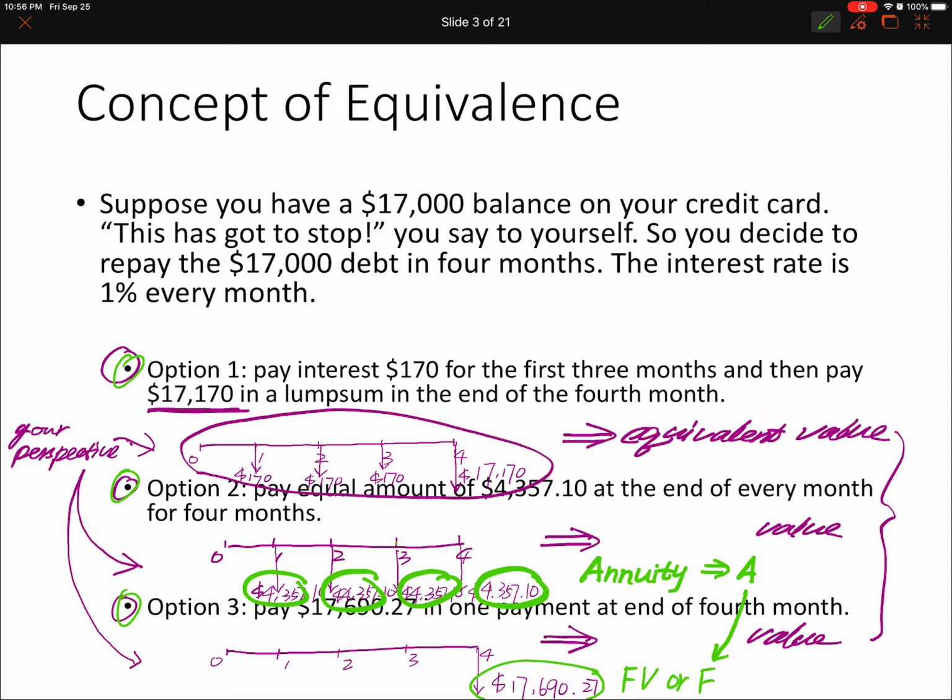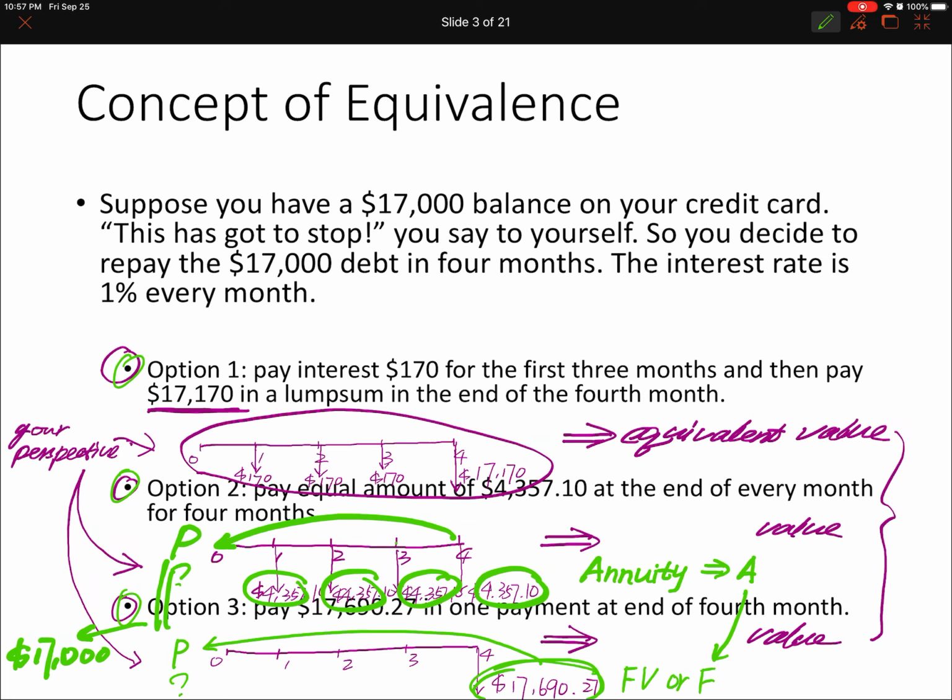Okay, they are equivalent because if you convert this annuity back to a present time, you can calculate a present value of this annuity. And if you convert this future value back to a present time, you get another present value, and you will find out that these two present values are the same, and they are all the same as the 17,000. That's why we say you can pay off that 17,000 by these two options plus the first option. The reason is that you can convert the different cash flows back to the present time, and that present value will be the same for different options.